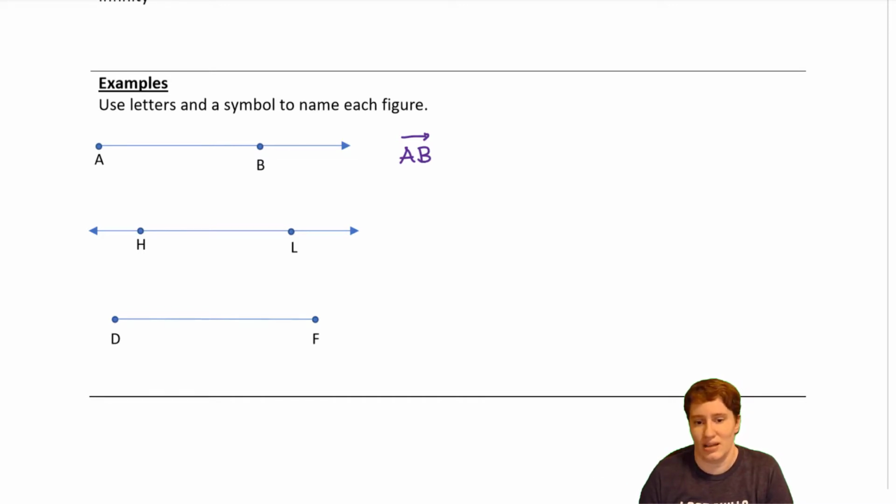This next one is a line. And so we could either write HL with a line over it, make sure you put the arrows, or we could write LH with a set of arrows over it, or a line with arrows over it. DF is a line segment, so we'd write DF and then just draw a line segment over it. So a line that does not have arrows.